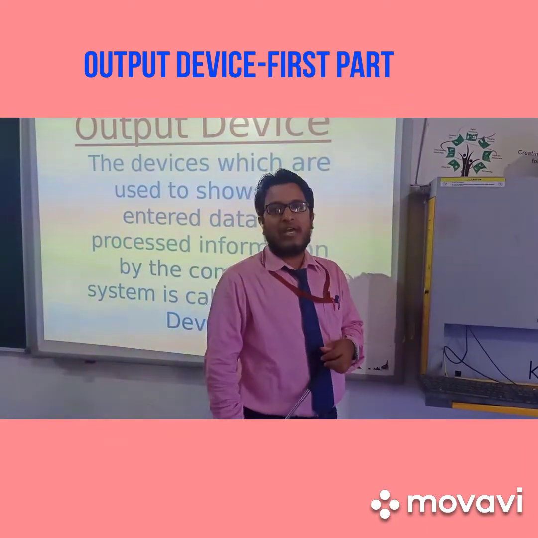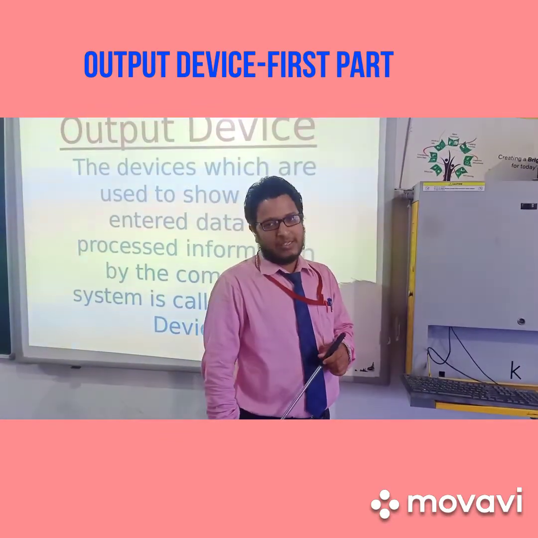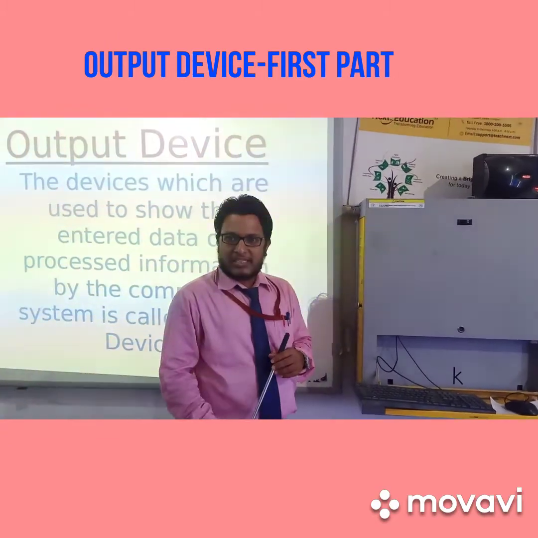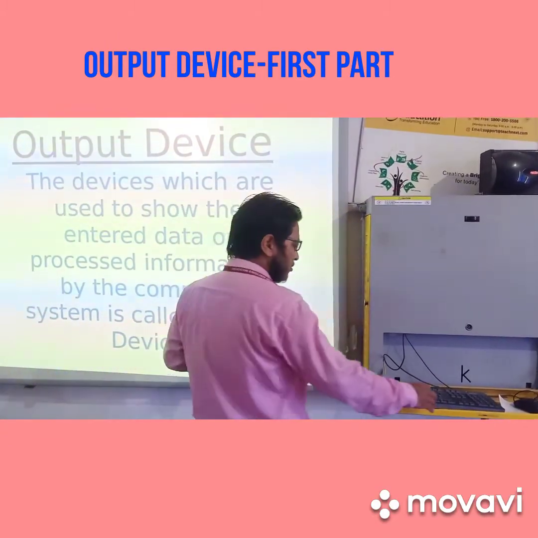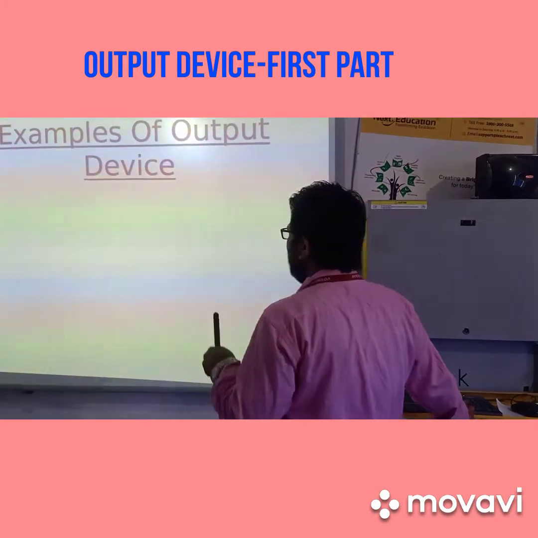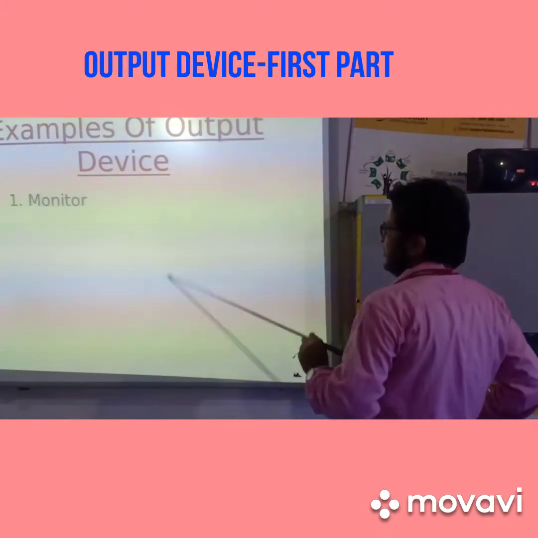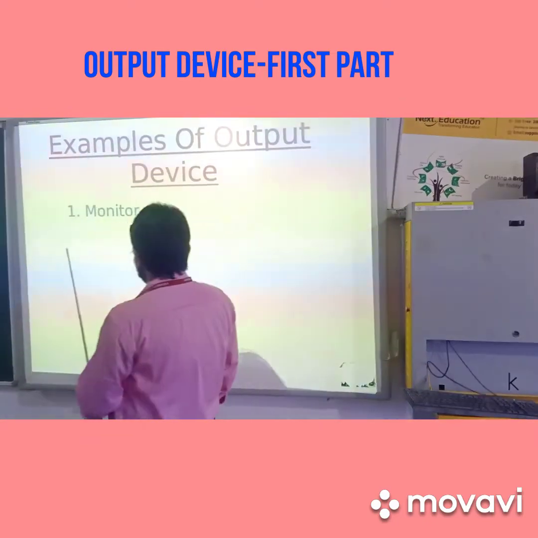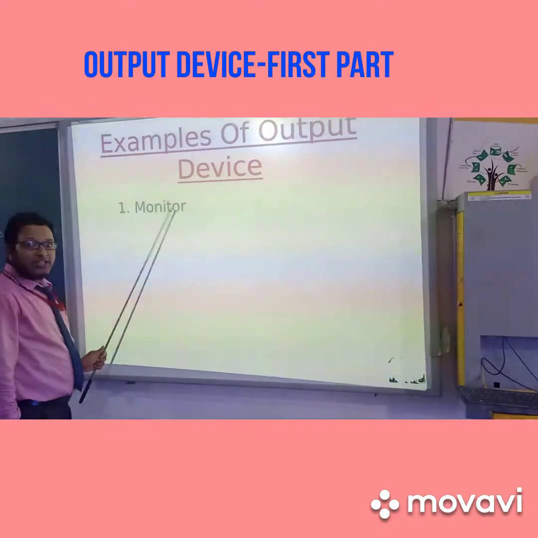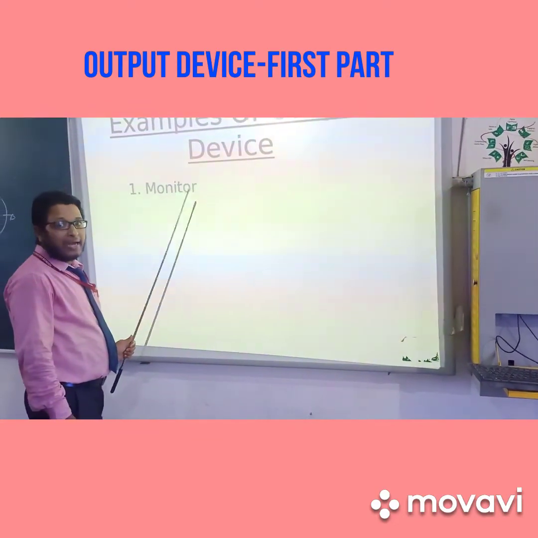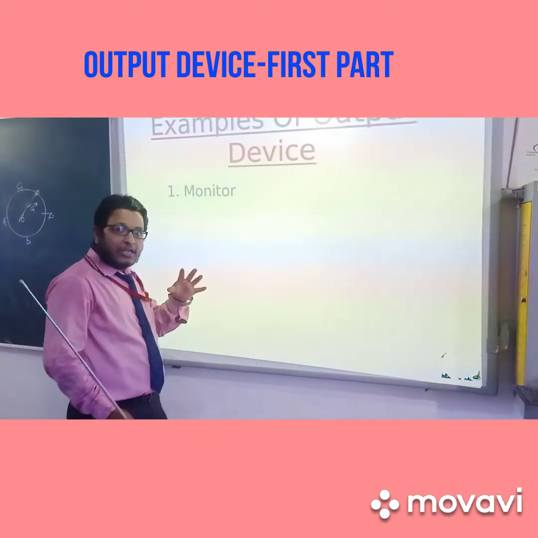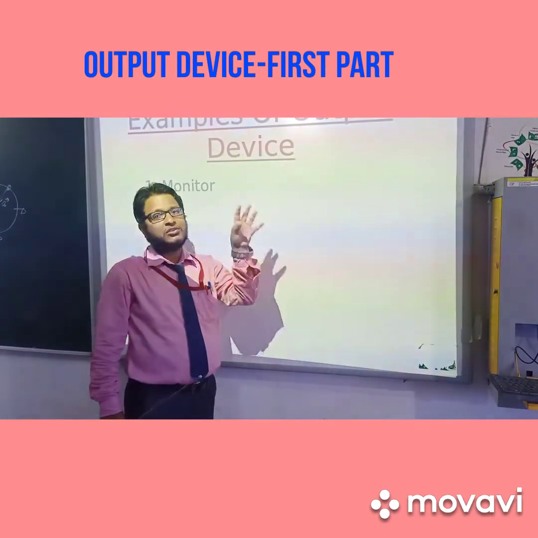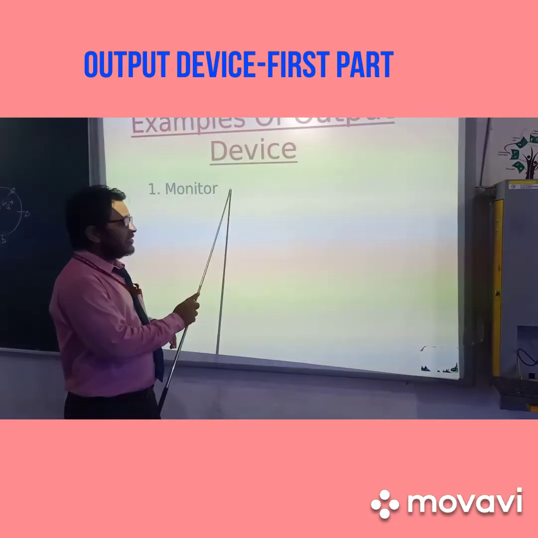How is the information displayed on the screen, or in how many ways will the data be displayed on the output? We will discuss by some examples. First one is your monitor. Students, a monitor is used to display the data on the screen by the computer system. It means what you give as data by the keyboard will be displayed on the screen. That is your monitor.